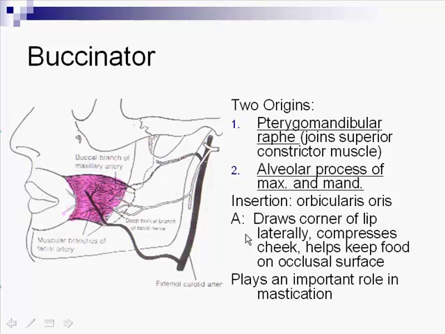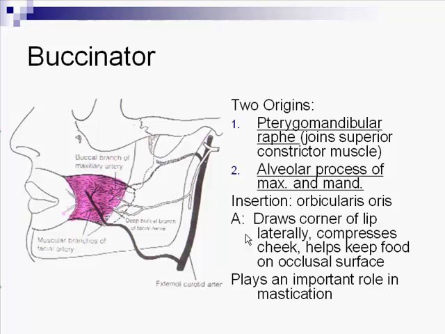Let's talk about the buccinator muscle now. This is a very important muscle. It plays an important role in mastication. It is not a muscle of mastication, it's a muscle of facial expression. But this muscle helps to keep the food on the occlusal plane, on the occlusal table. Stenson's duct of the parotid gland pierces the buccinator muscle.